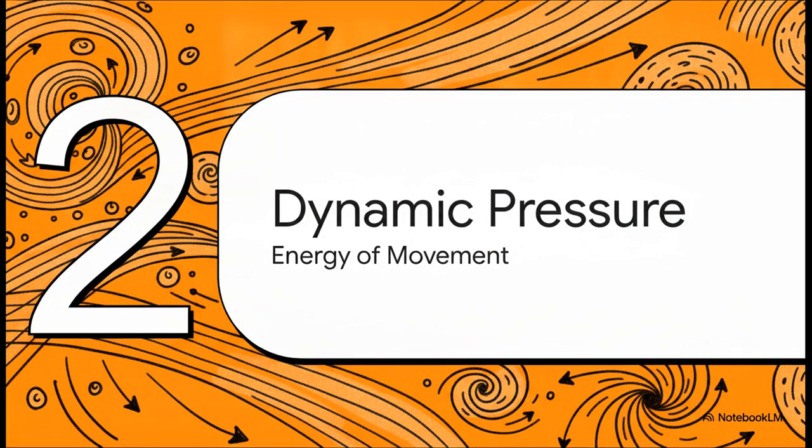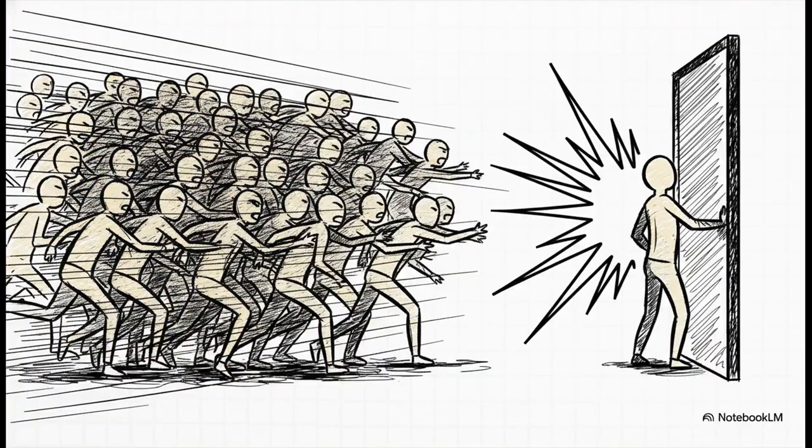Section 2. Energy of movement, dynamic pressure. Let's go back to our analogy. The random milling about in that crowded room has suddenly changed. Imagine a fire alarm goes off, and the entire crowd suddenly starts running together in a stampede toward a single exit. If you're standing in front of that door, you're no longer getting bumped randomly from all sides. No, you're getting slammed with a massive directional force from the running crowd.